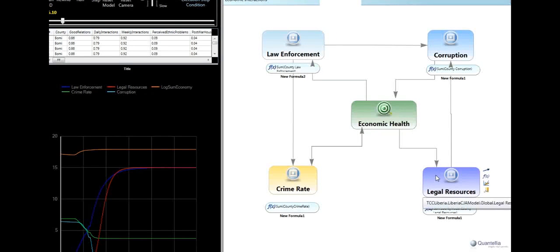An improved economy means that we have some money to spend on law enforcement, on legal resources, and on anti-corruption efforts. Those three investments will feed back in reducing the crime rate, which in turn improves economic health. So what we have is a feedback loop going on here, where lower crime improves the economy, which improves law enforcement, which in turn lowers the crime rate. And so we kind of go around in a circle here.